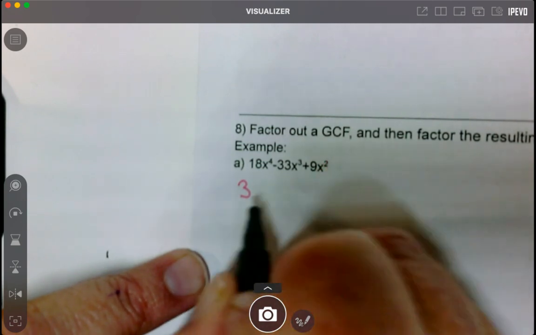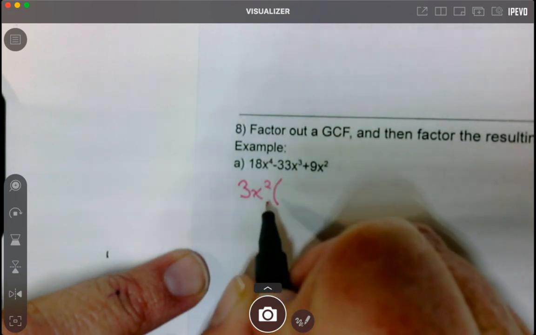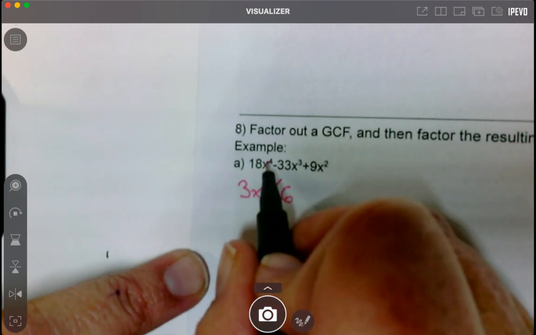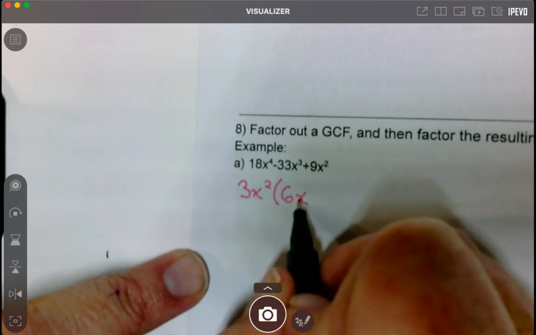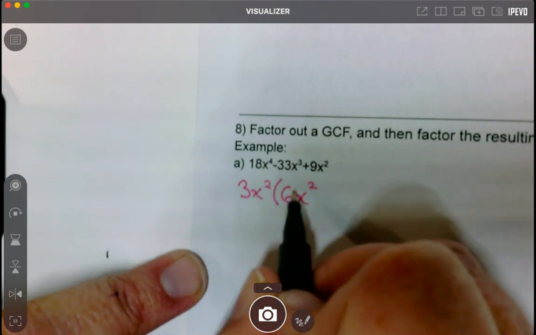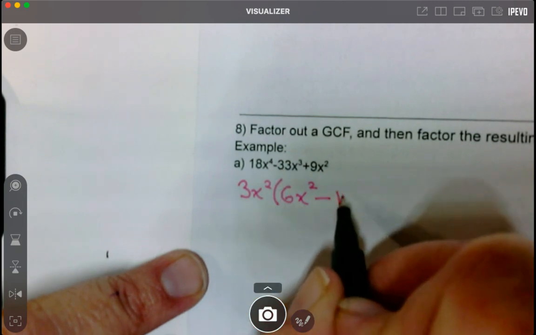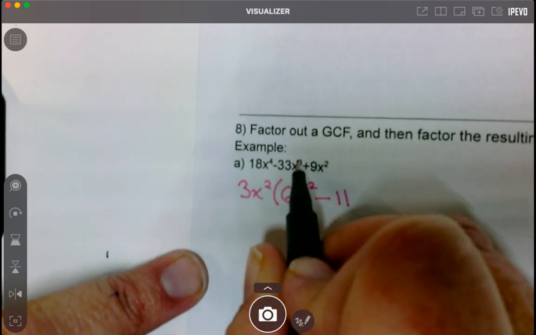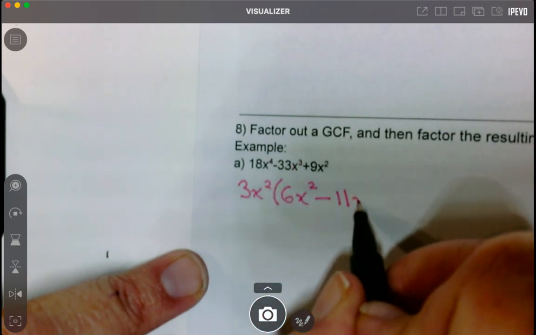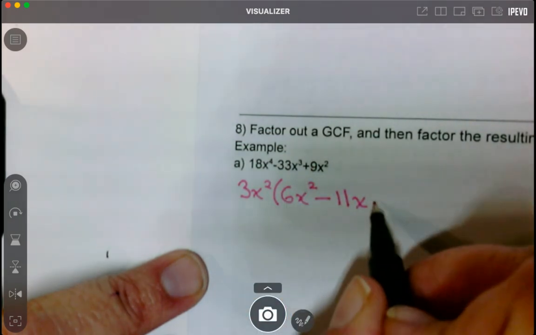I'll take my smallest exponent of x, so 3x squared. And now 3 times what equals 18? That's 6. You can subtract exponents if you want, x to the power of 2. If I double check that, 3 times 6 is 18, x squared times x squared is x to the 4th. Minus sign, 33 divided by 3 is 11. If I want to subtract exponents, I can: x to the 3rd divided by x squared is x, or x to the 1st. 9 divided by 3 is 3.